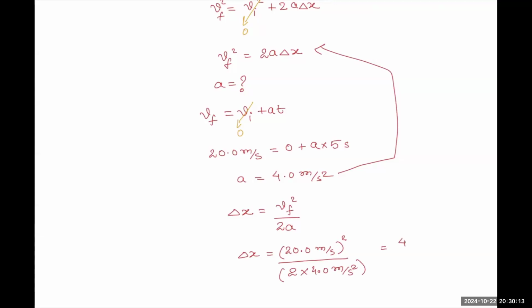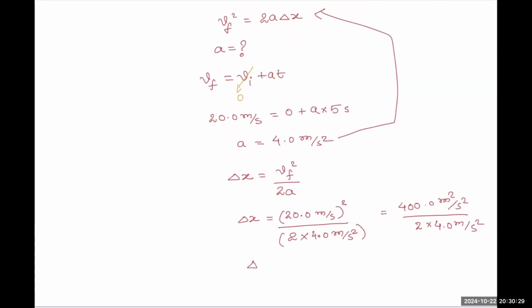So what is 400.0 meter square second square divided by 2 times 4.0 meter per second square, right? That will give me my delta x, which is 50.0 meter. Make sense? Because this is 150. Make sense? So my delta x is here.